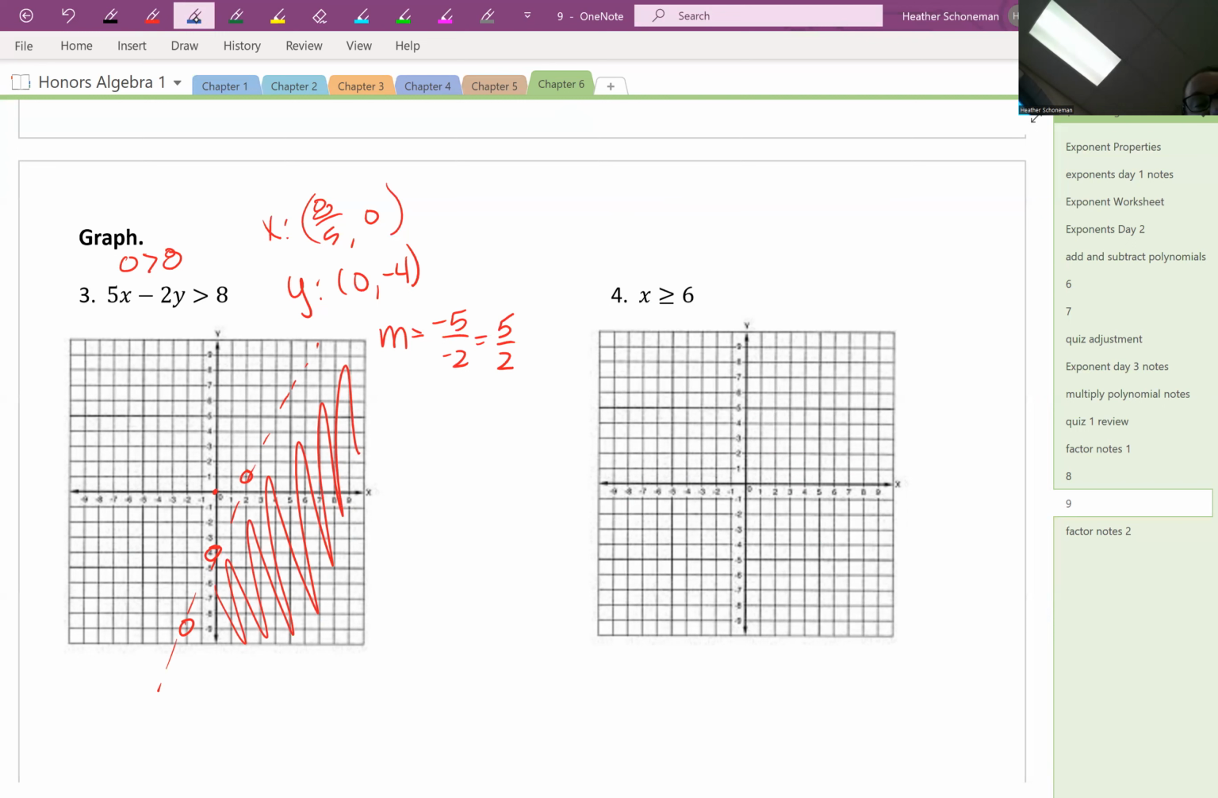Last but not least, when it's x equals 6, it's going to be a vertical line. Because it's greater than or equal to, it's going to be solid. And when we test it, we get 0 is greater than or equal to 6. Not true. So we're going to shade away from the center, and we'll shade right there. All done.